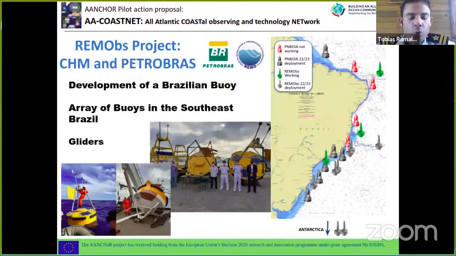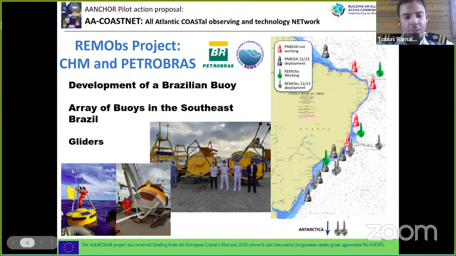As part of PNBOIA, we have a project with Petrobras called HEMOBS. This project contributes to PNBOIA by increasing the number of buoys in operation on the Brazilian coast. The HEMOBS project has the objective to develop a Brazilian buoy, and we have already developed it. It's this buoy here, called BMOBR.